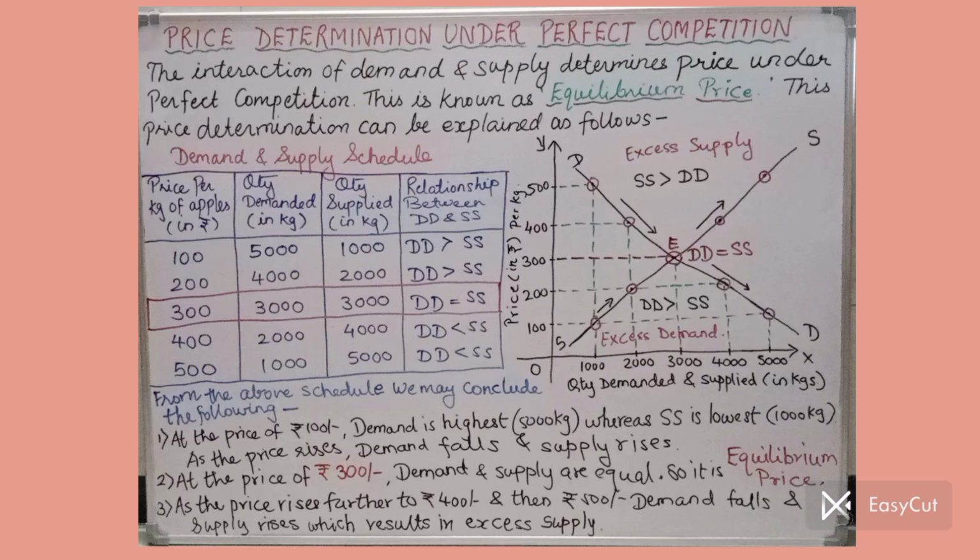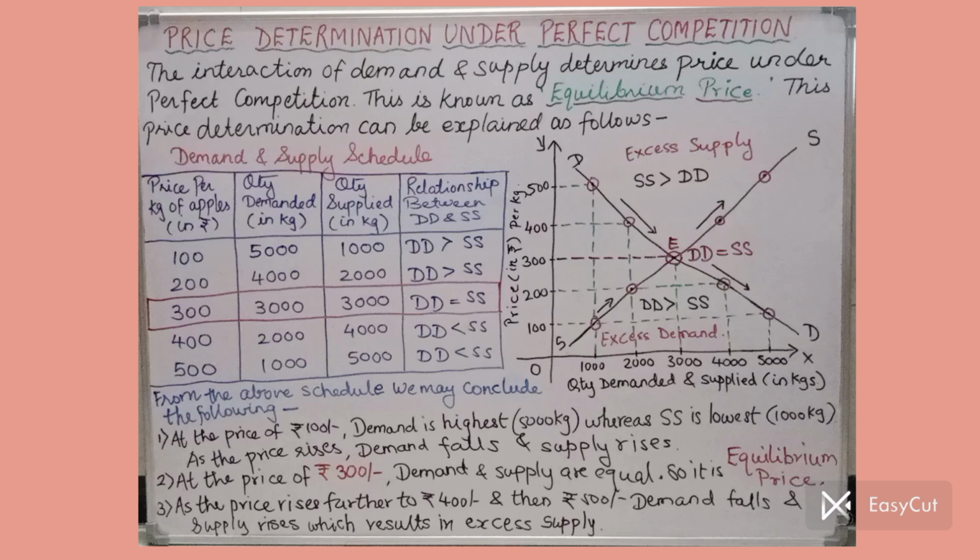Now, as we know, the price is neither determined by the buyer nor by the sellers under perfect competition, as there are a large number of buyers and sellers. So none of them can influence the price. But the price is determined by the interaction of demand and supply forces working in the market. And this price, whichever is determined by the demand and supply forces, is known as equilibrium price. So under perfect competition, the market operates at a single uniform price, which is known as equilibrium price.